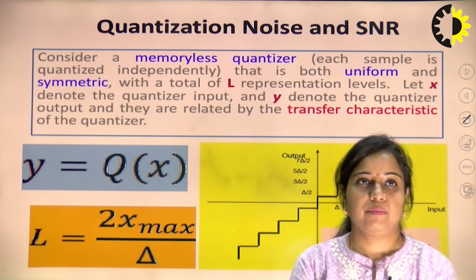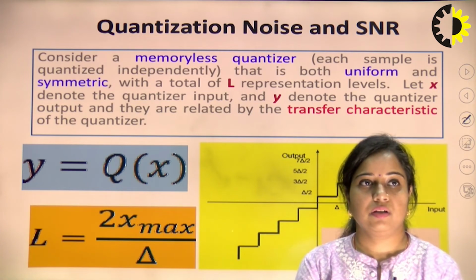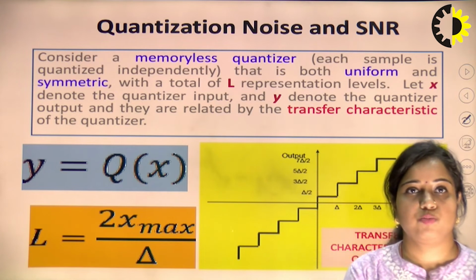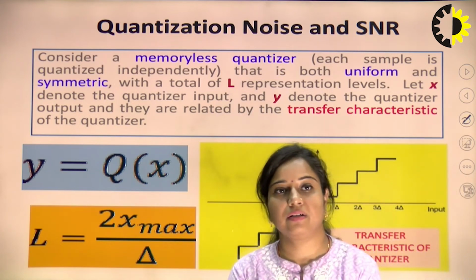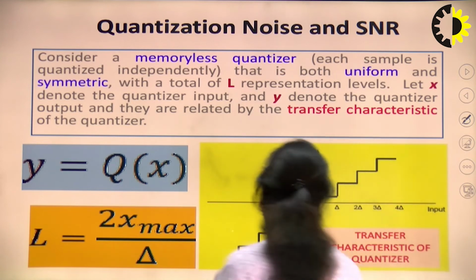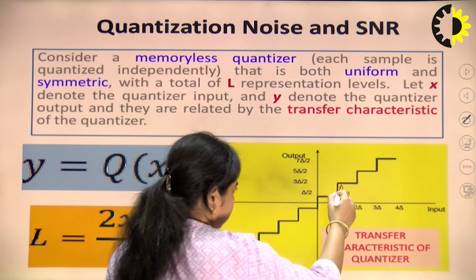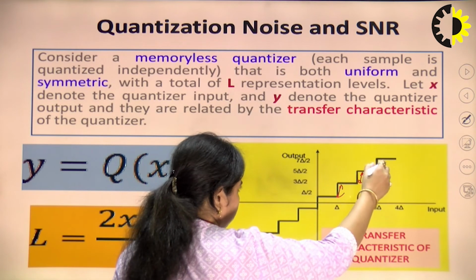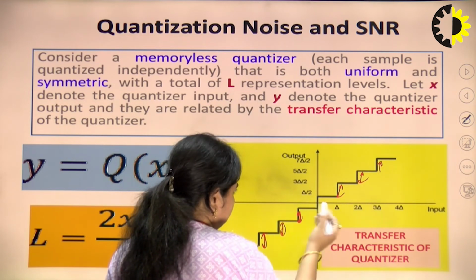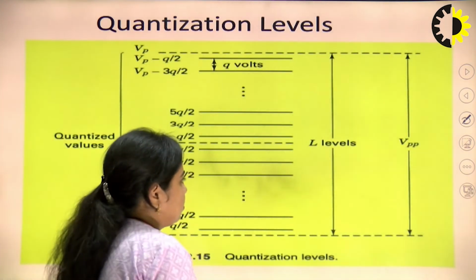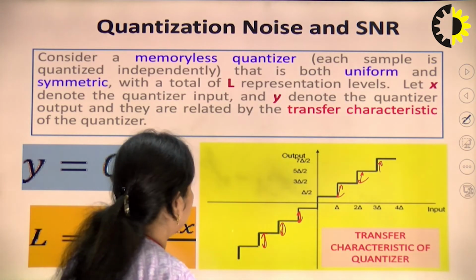So, consider a memoryless quantizer. Each sample is quantized independently, and it is both uniform and symmetric, which means that delta is constant and it is symmetric across the origin. So, you can see that this is delta, this is constant, and it is symmetric about the origin line. That is the transfer characteristic of the quantizer.